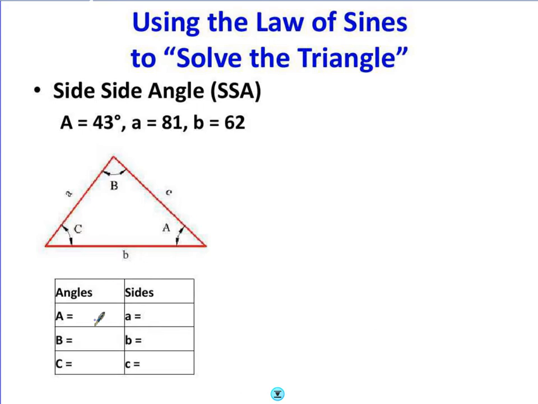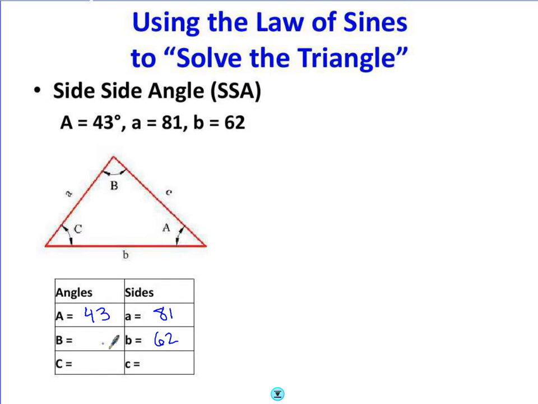So here's what happens. I have angle A is 43, side A is 81, and then side B is 62. Okay, so when we end up with this situation, that is a side-side angle. And what that means is it's possible that with these three measurements, there could be only one triangle. It's also possible that I could form two different triangles with these three measurements, and it's possible that it's not even possible to make a triangle. So there could be 0 triangles, 1 triangle, or 2 triangles.